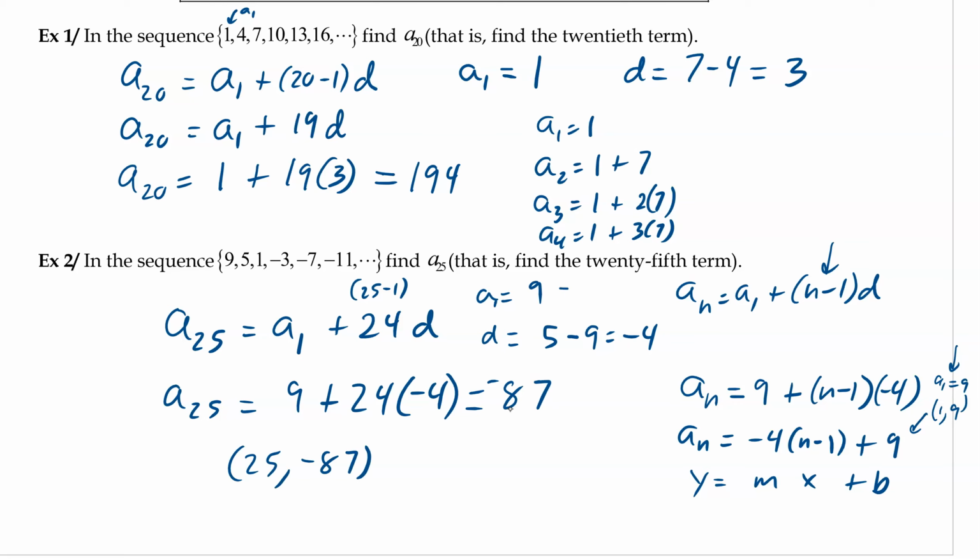And my a sub 1 would be 1 comma 9. And so going from point to point, it's just decreasing by 4. But plugging in the formula is all you have to do. Just noticing that they are linear is a good thing to have.